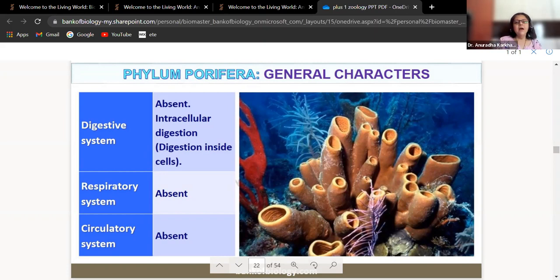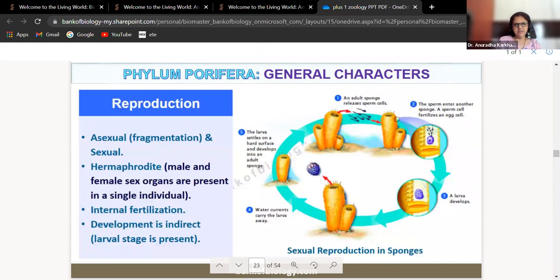Intracellularly, beta. What is inside an organ is not intracellular. So individual cells of these hollow structures are going to have their digestion taking place inside individual cells. Respiratory system, absent. Circulatory system, absent. They are simple cell aggregates. So will they have these systems? Nothing will be there.